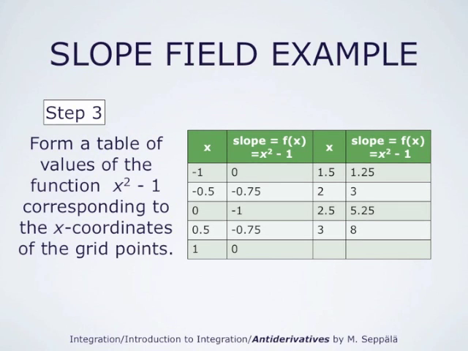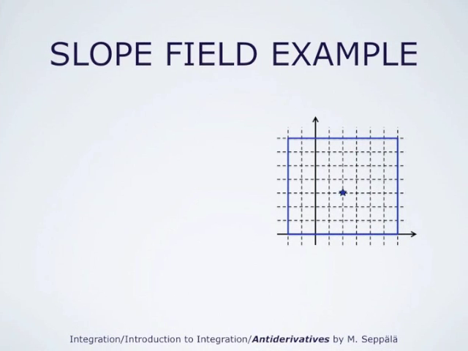So to this end we first form a table of the values of the function x squared minus 1 corresponding to the x-coordinates of the grid points. The x-coordinates of the grid points were -1, -0.5, 0, 0.5, 1, 1.5, 2, 2.5 and 3. And the values of the function at these points have been computed, and the values are in this table. Here we have our viewing rectangle with the grid and the point of interest indicated by the blue star.